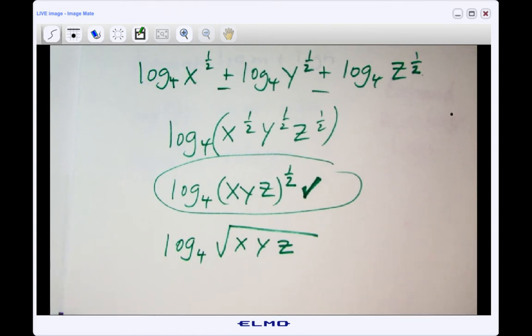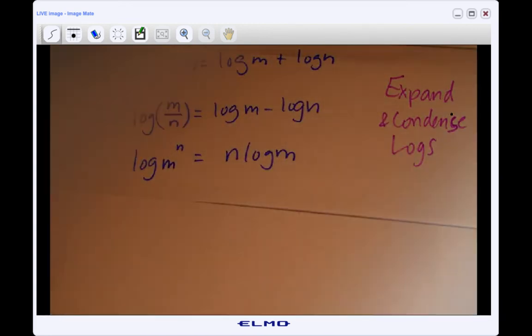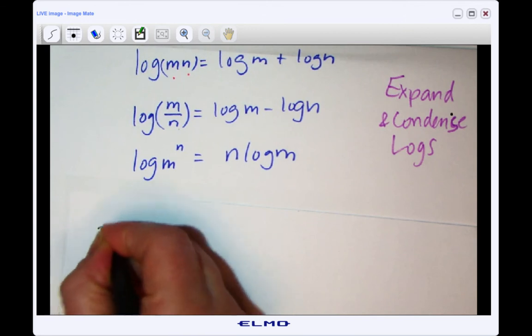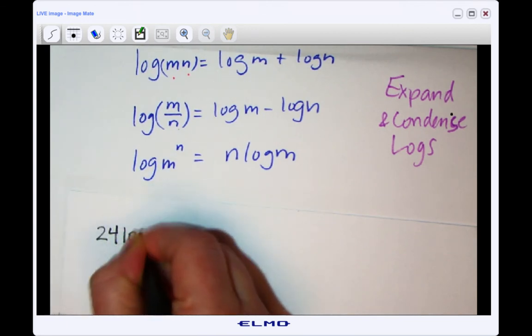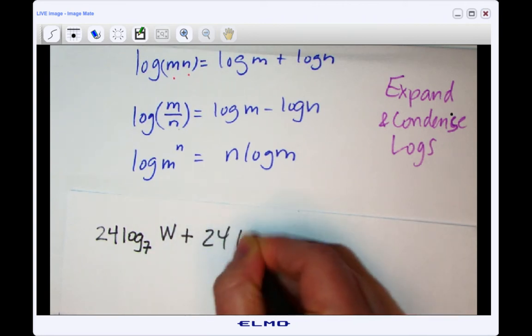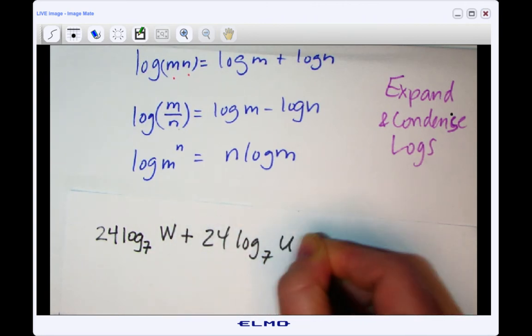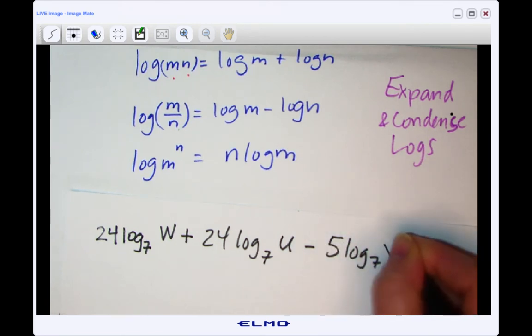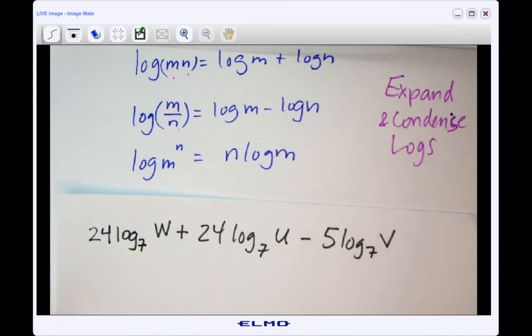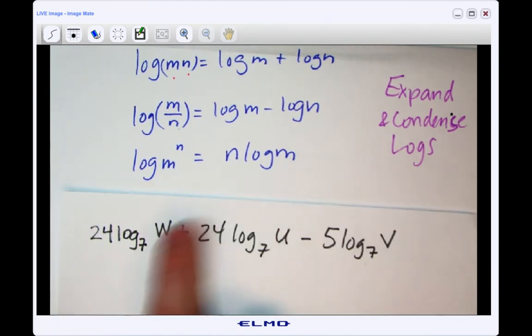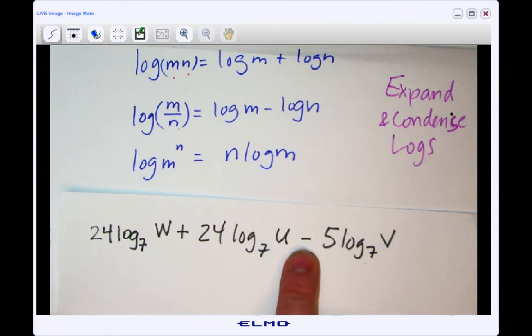Should we try one more? Okay, let's try one more, and then you can go and practice some of your own. How's that? Let's do this one. Let's do 24 log base 7 of w plus 24 log base 7 of u minus 5 log base 7 of v. Okay, so we have to take care of the things inside each term first, I just got through saying, and then we'll worry about these, okay?